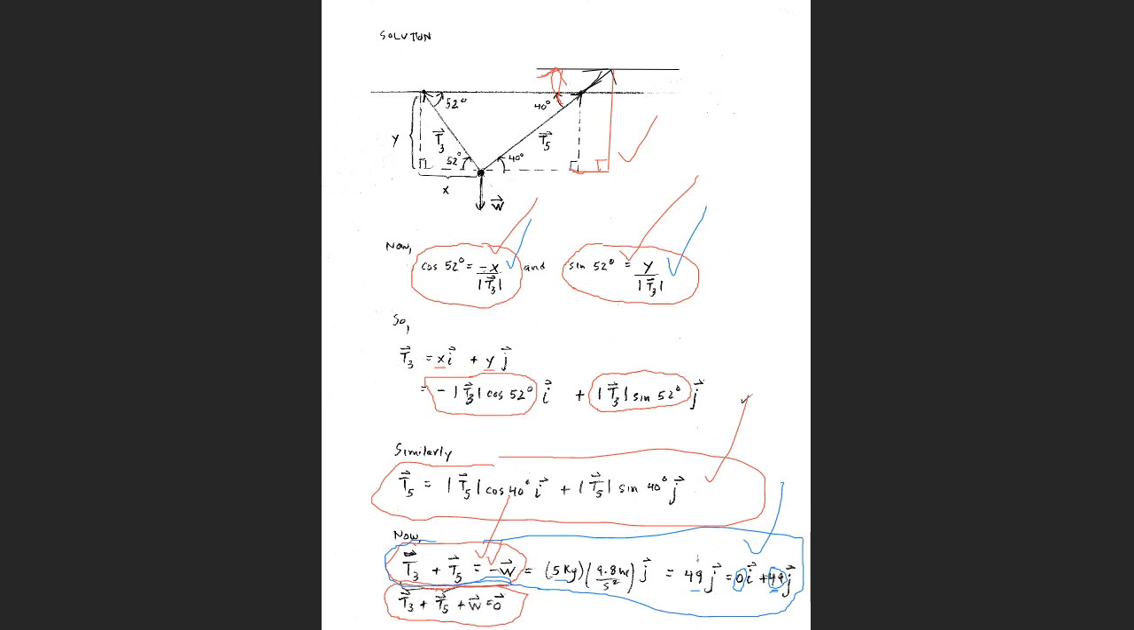So when you add T3 and T5, you're going to have an I component and a J component. The I components are going to have to add up to 0, and the J components are going to have to add up to 49. And that's how we get these two equations.